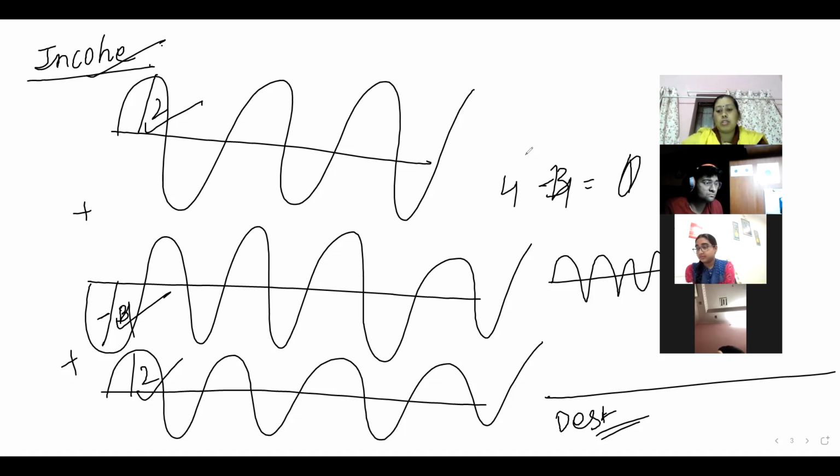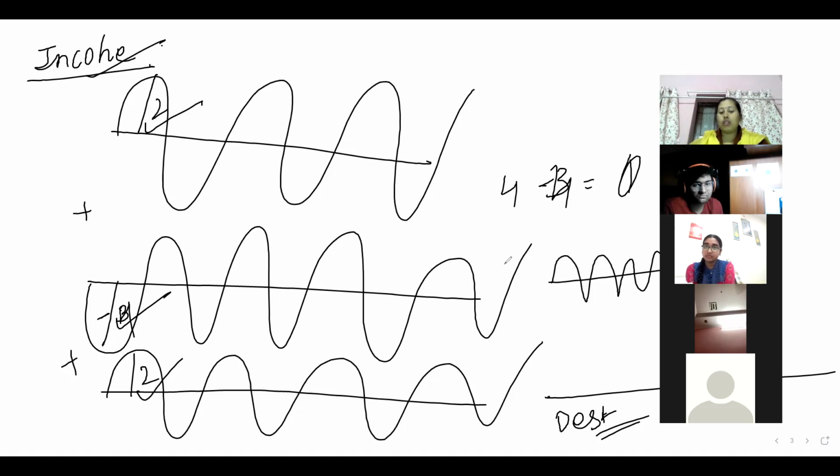Srijit, this is totally new for you. This is new for Vidyam also. Srijit, do you have any doubt? No, ma'am.